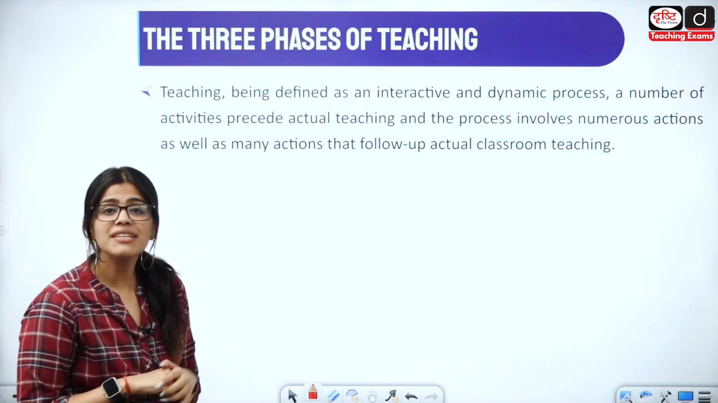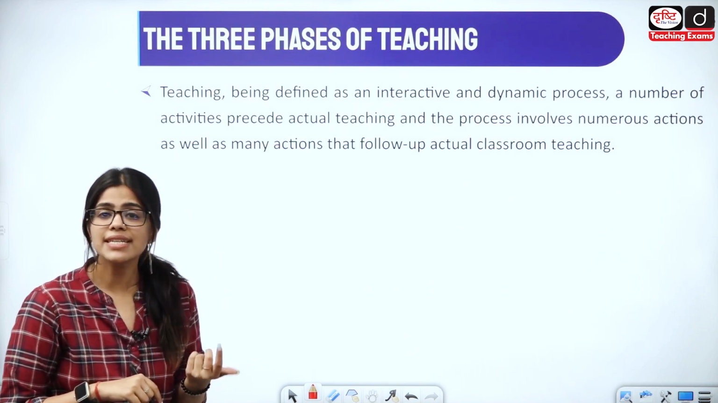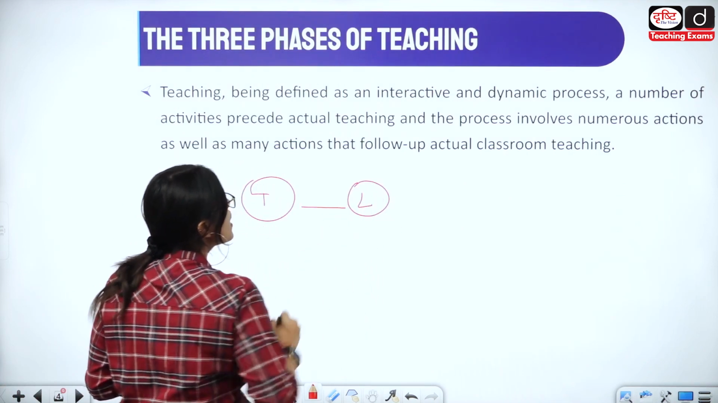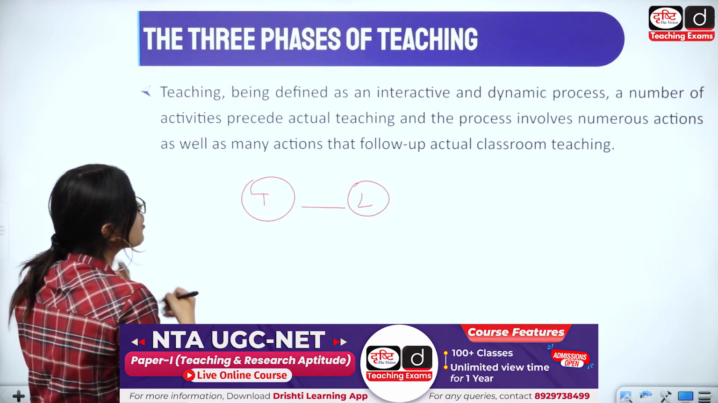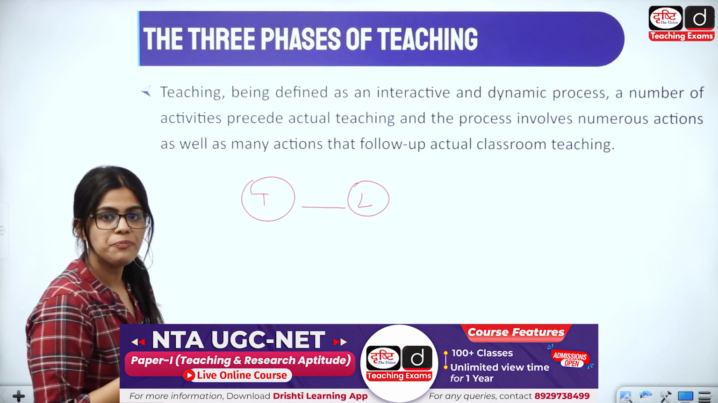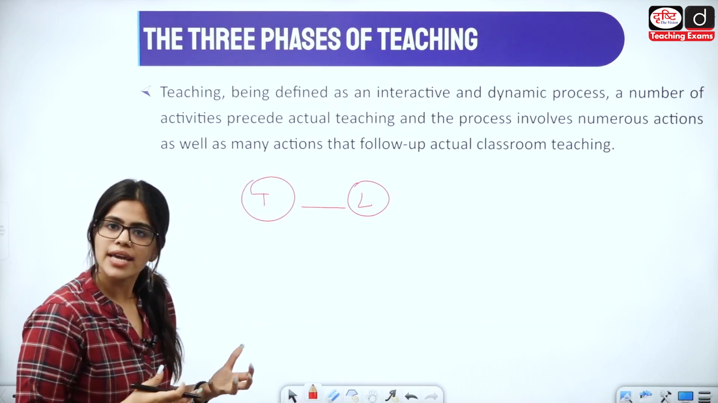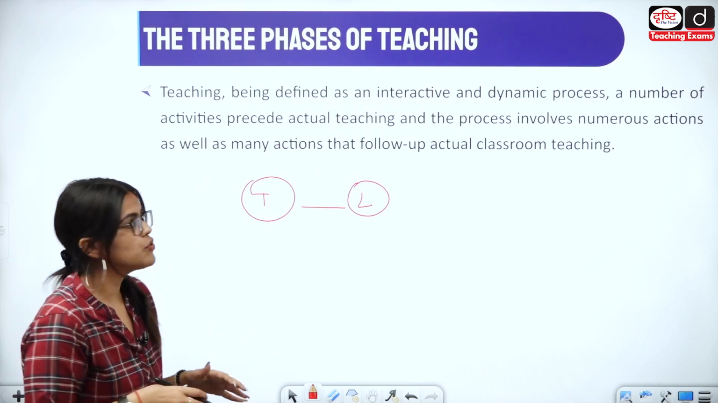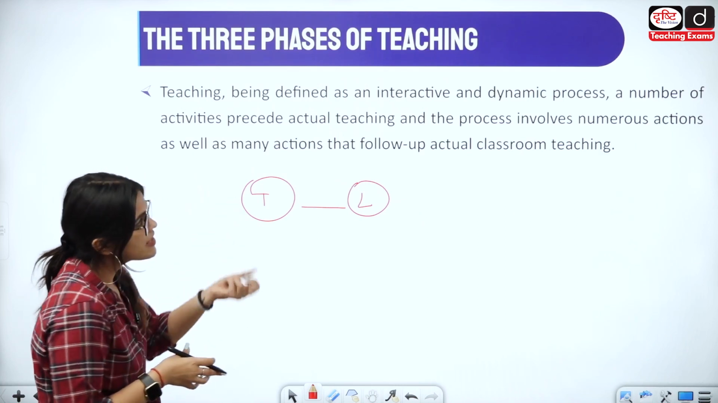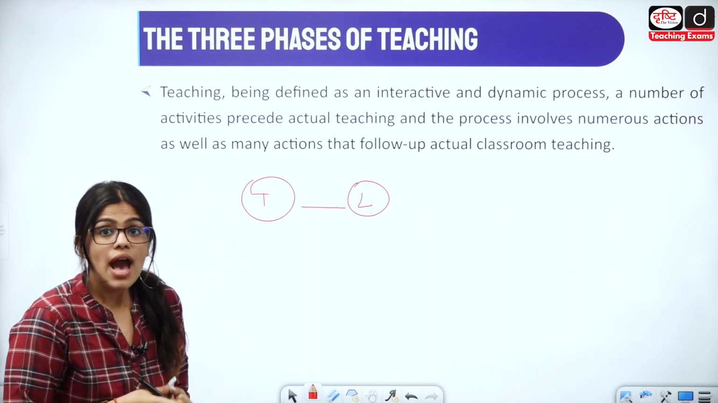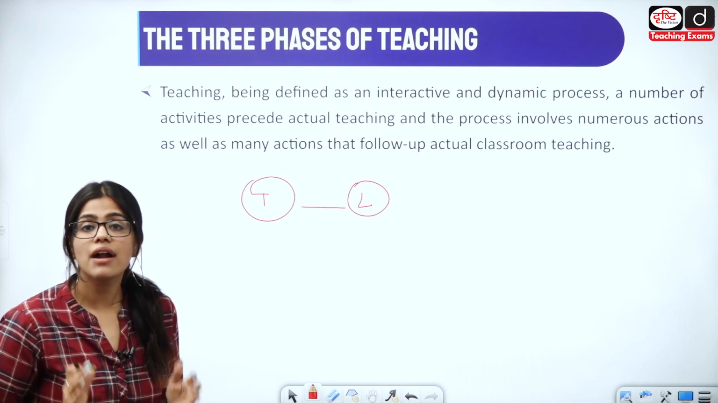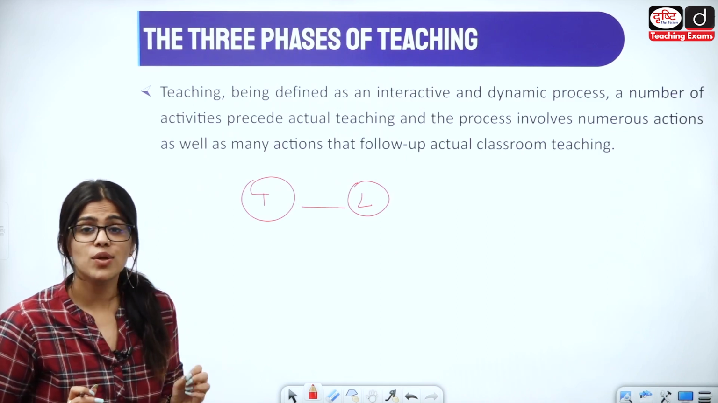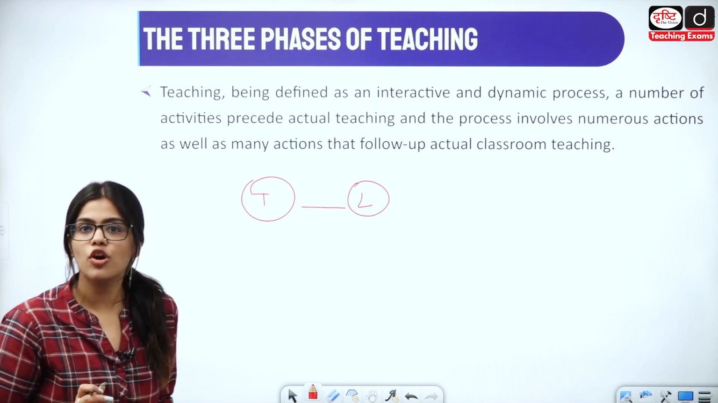Teaching, as we all know, is a very interactive activity. How is it an interactive activity? Because there is always a teacher and a learner who are interacting with one another. So we call it an interactive activity. It is also a dynamic process. How? Dynamic process because it keeps on changing according to the scenarios that you are in. So teaching is an interactive process as well as a dynamic process. And a number of activities are done so that the teacher is able to take a brilliant class, so that a child is able to understand the concepts also.